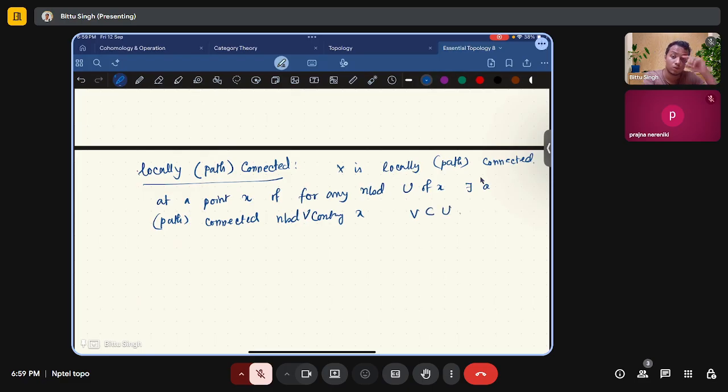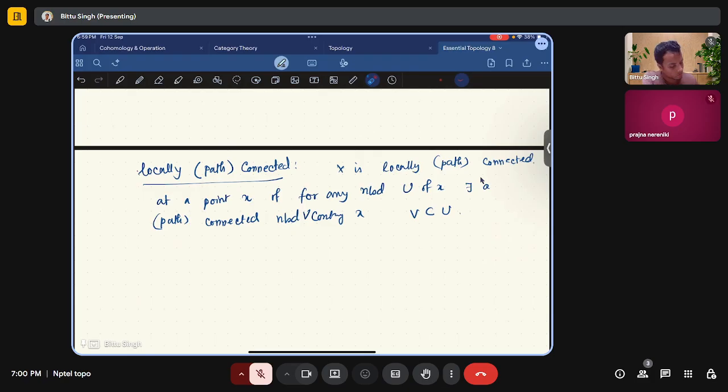Okay. So what that means, locally path connected means that instead of an arbitrary neighborhood, there are some connected neighborhoods. So connected neighborhoods, it is better, right? Connected, it has some extra property. So instead of any neighborhood, you can always use a connected neighborhood. That is the feature of this kind of topological space.